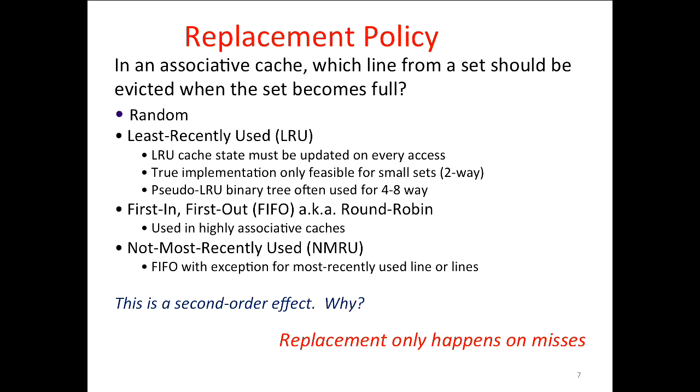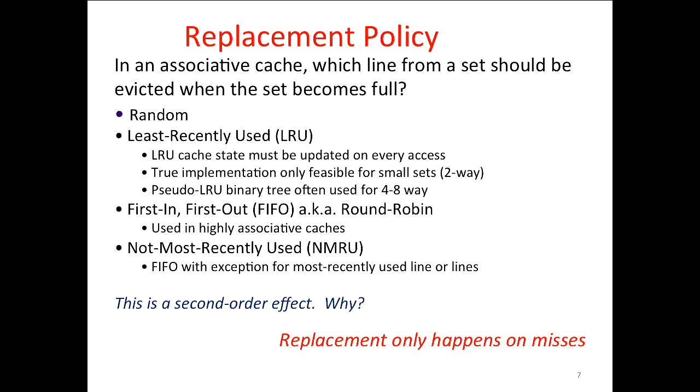So another piece of cache design decision is the replacement policy. Okay, so remember, why don't you need a replacement policy in a direct map cache? Let's start with that. Why is it only in a somewhat associative cache you need a replacement policy?